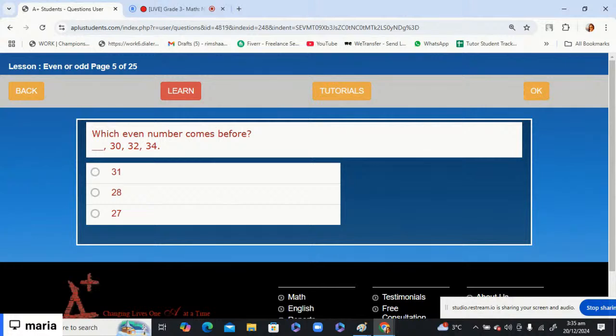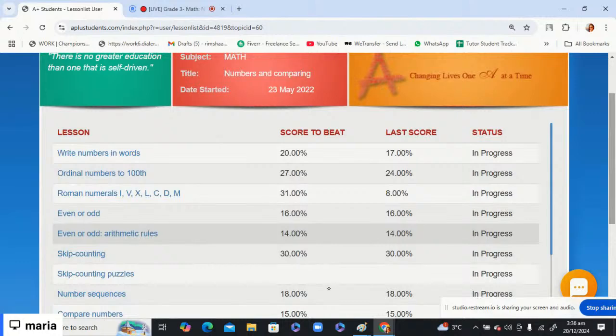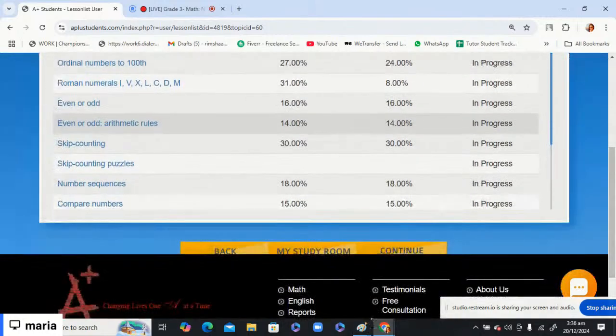Okay, hope you guys understand this lesson. Solve the rest of the test questions by yourself. Okay, let's do the last lesson of the day, which is even or odd arithmetic rules. So we have done writing numbers in words, ordinal numbers in hundredths, Roman numerals I, V, X, L, C, D, and M. M represents thousand, D represents 500. Okay, and even or odd arithmetic rules. Let's go with it.